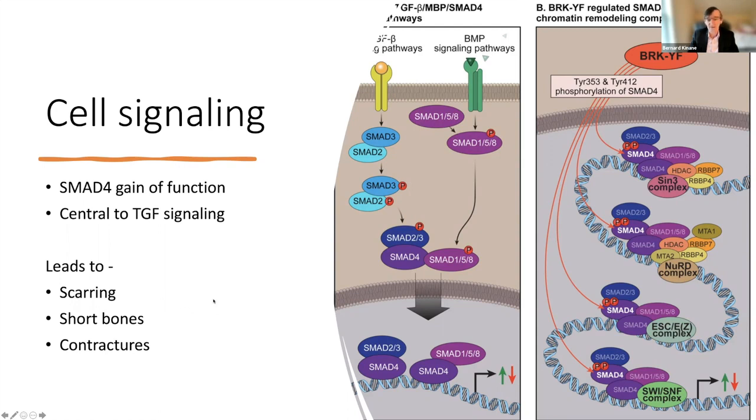What happens if you have a mutation in SMAD4 is that it leads to Myhre syndrome. Well, you know this because it leads to increased scarring. You see short bones, you see contractures, and indeed contractures are variations of scarring to a degree. These are the main ones that affect the lungs.